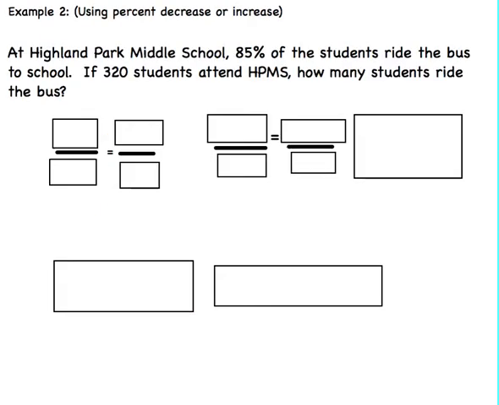Let's look at example 2. At Highland Park Middle School, 85% of the students ride the bus to school. If 320 students attend HPMS, how many students ride the bus? So this gives us a percent, and we need to use the percent to solve the problem. So we know 85% means 85 out of 100.